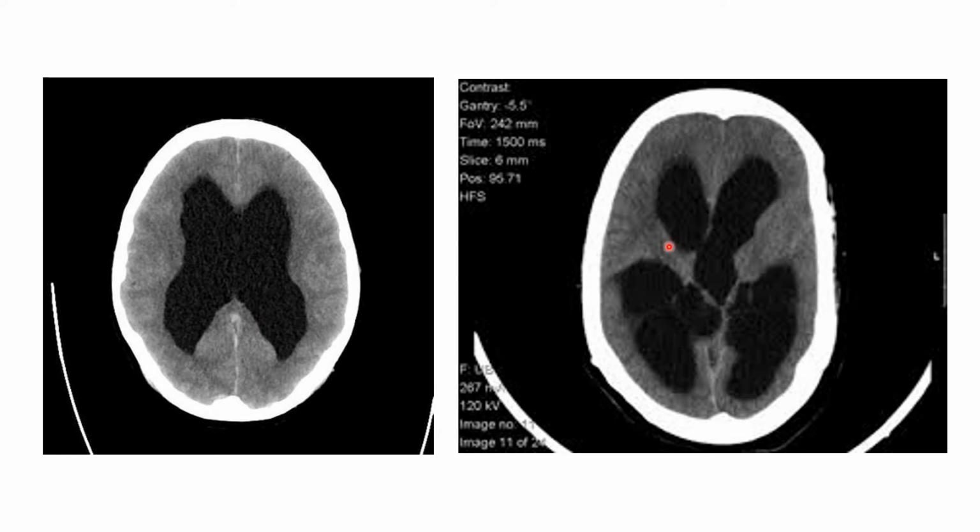Okay, this is another example. Dilatation of the frontal horns of the lateral ventricle. The third ventricle is severely dilated. The occipital horn here and here is also dilated. Okay, this is hydrocephalus.